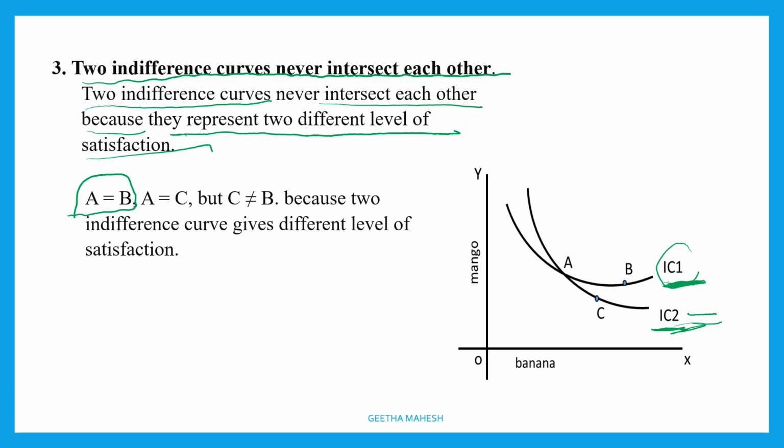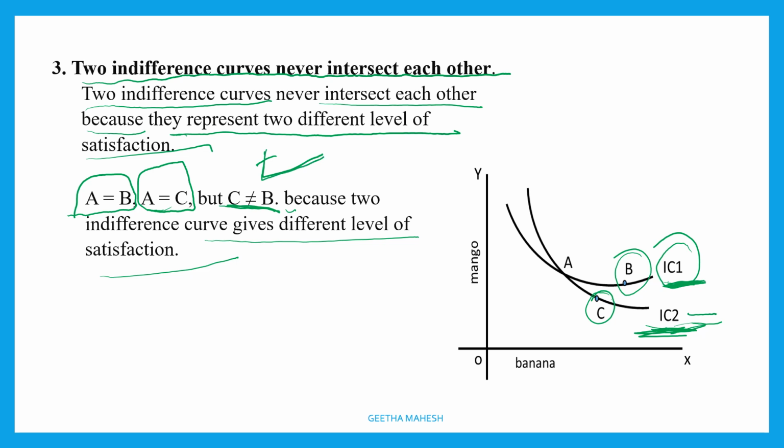So that is IC1, it gives the same level of satisfaction, and A and C lie on IC2 which gives the same level of satisfaction. But combination C and combination B lie on different indifference curves, so they give a different level of satisfaction. So generally we cannot accept this one. So because of that reason we say that two indifference curves never intersect each other.